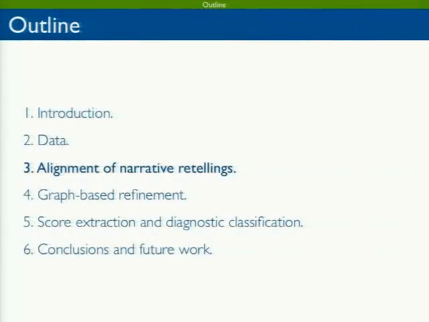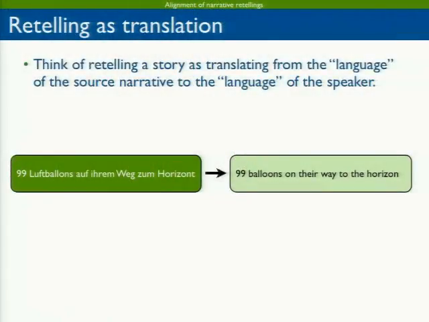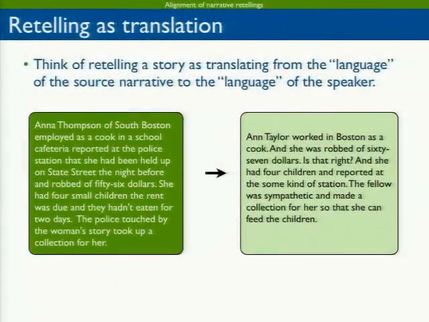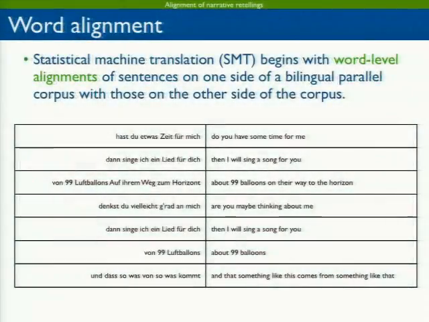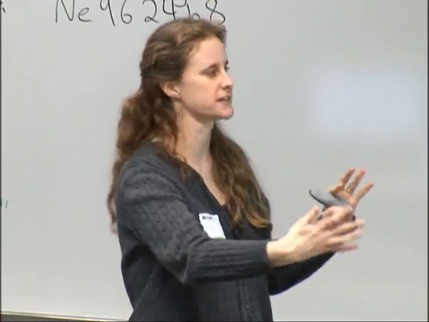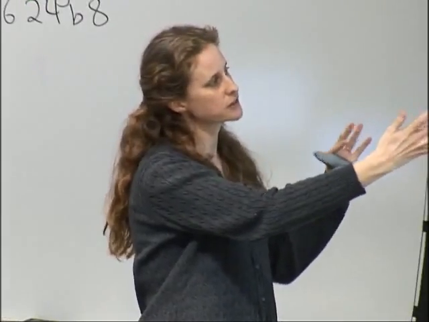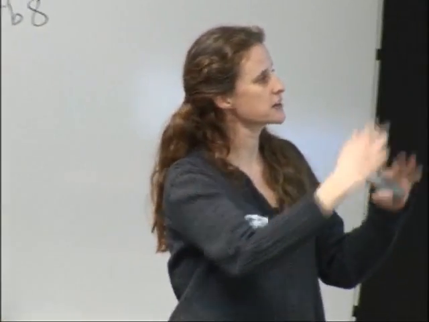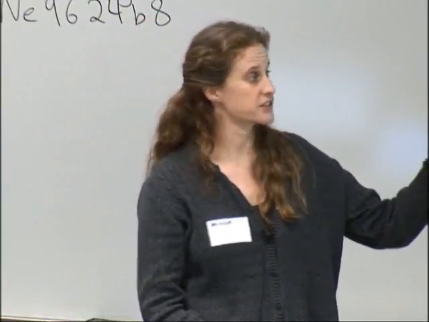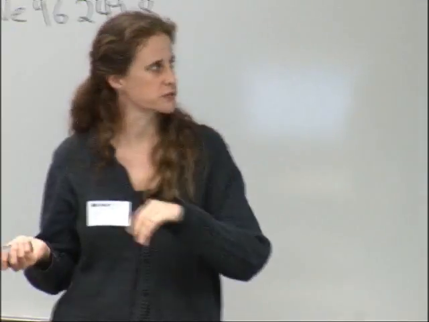So I mentioned that I'm thinking of retelling as translation and that I want to do word alignment. Instead of translating from German to English, I want to translate from the story to the way someone rendered that story. Statistical machine translation typically begins with a parallel corpus of sentences, with sentences in one language on one side and translations of those sentences in a different language on the other side. You need to figure out which words are translations of which other words, and the way you do that is through word alignment.